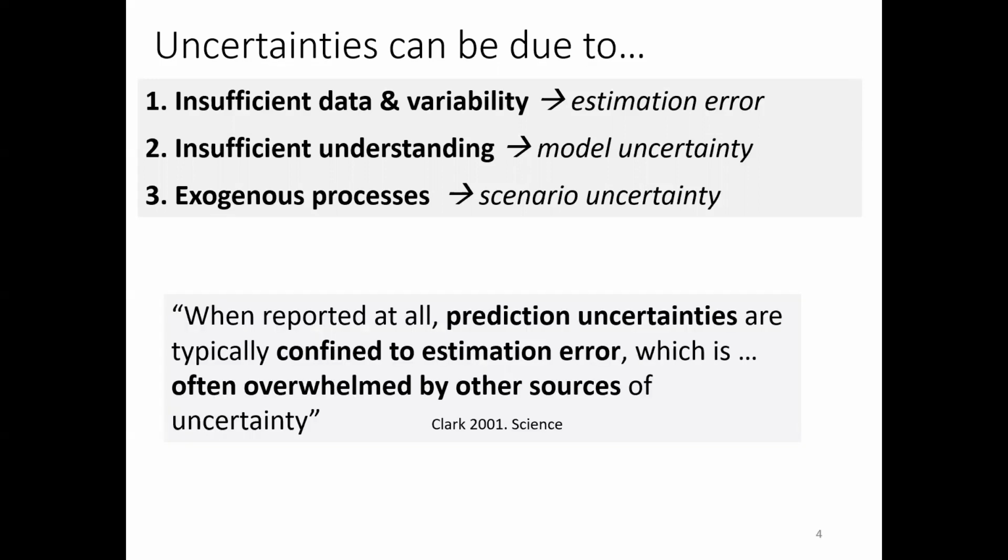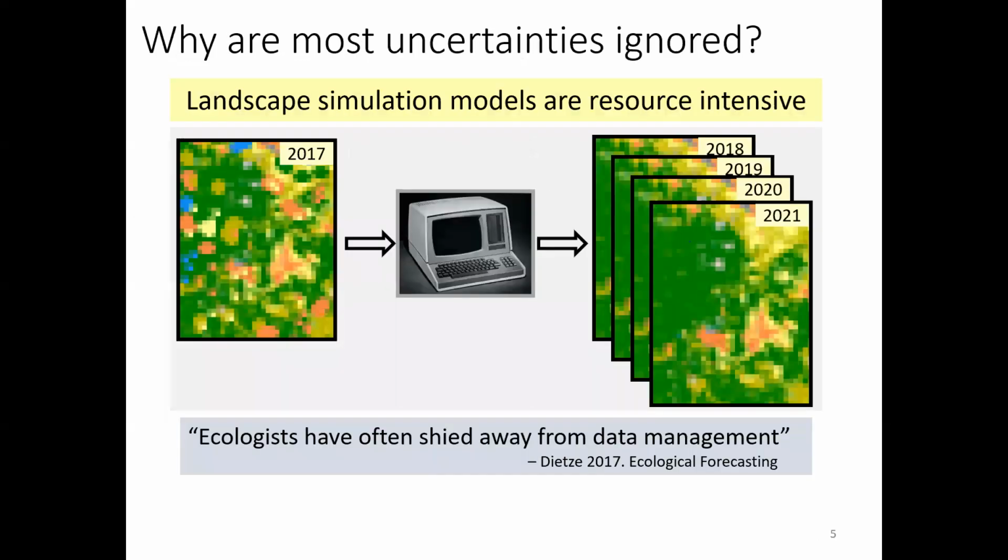And returning again to one of the conclusions of the Clark paper, and that was that when reported at all, prediction uncertainties are typically confined to estimation error, which is often overwhelmed by other sources of uncertainty. And while this conclusion is now almost 20 years old, unfortunately, I believe it still applies for most forecasts of landscape change. So why are these uncertainties so often ignored?